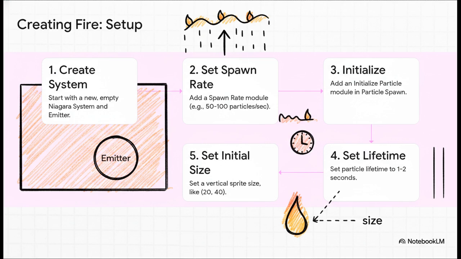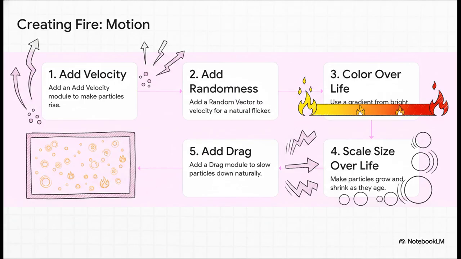We'll give it a lifetime, maybe a second or two, and tell it what size it should be when it's born. Okay, now for the fun part. Let's make this thing move and feel alive. We'll give our particles some initial upward velocity, so they rise up like real fire. But to make it look less robotic, we'll add a bit of randomness to that movement for a nice flicker. Then, in the particle update section, we can use a color over life module to make the particles change from bright yellow to dark red as they get older. We can do the same with size using a scale size over life module. A little bit of drag will make them slow down naturally.